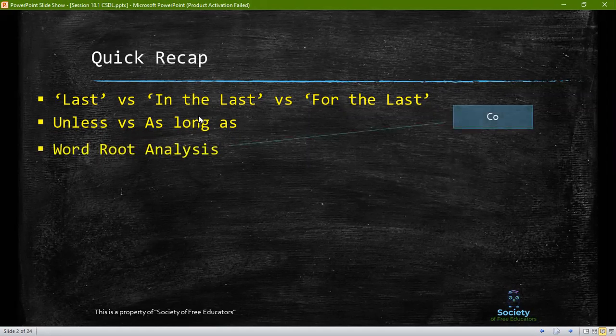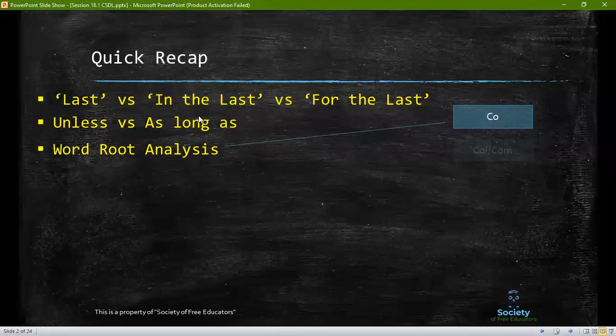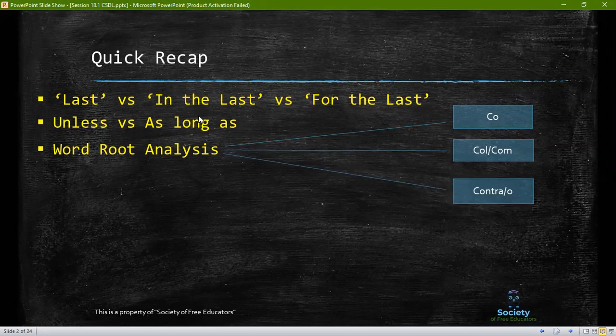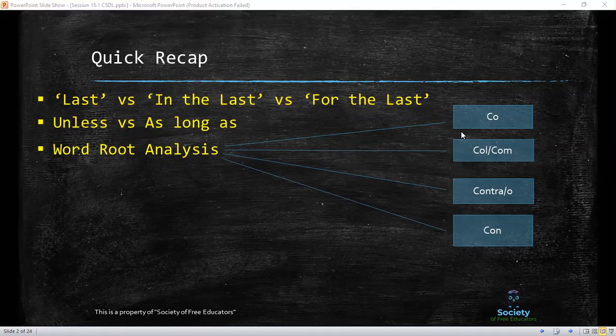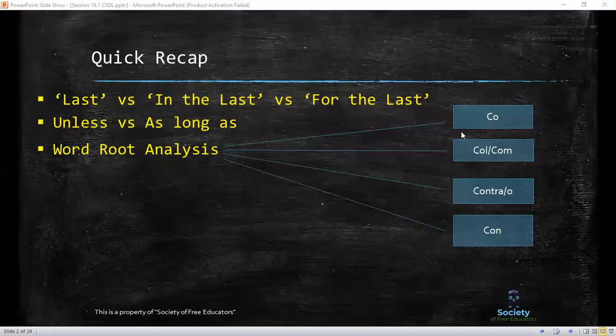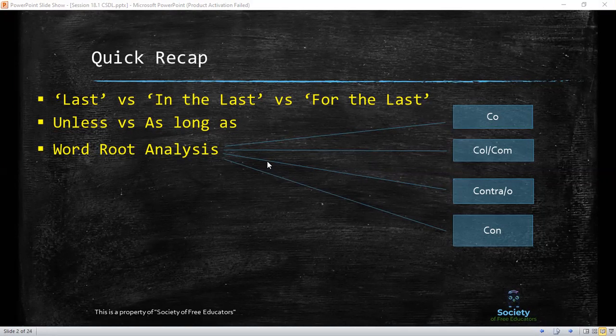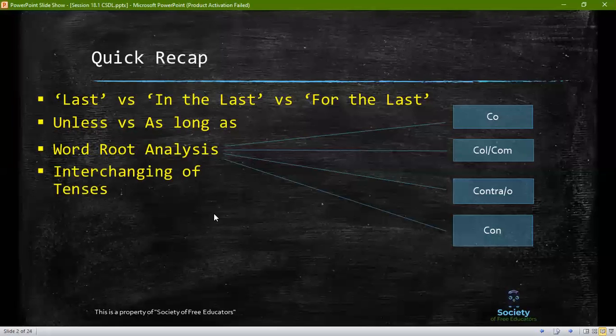And then we had word root analysis, where we have understood the root words co, col or com, then contra or contro, and then con. In all these, only contra or contro describes something which is opposite or not in accordance with the actions, whereas co, col, com, and con describe jointly or agreement. And then we understood the interchanging of tenses, and we are done with the tenses part of grammar.